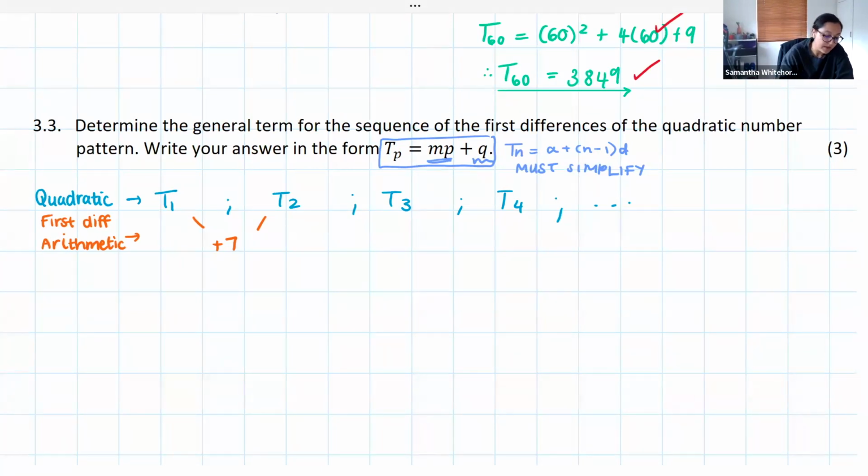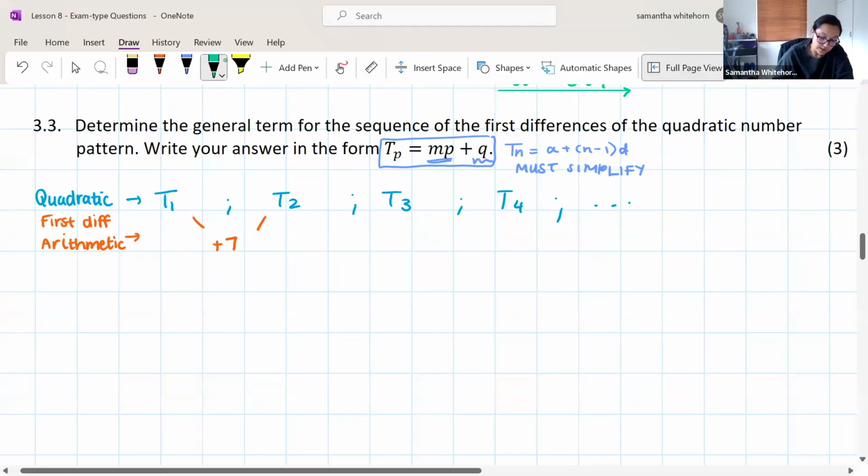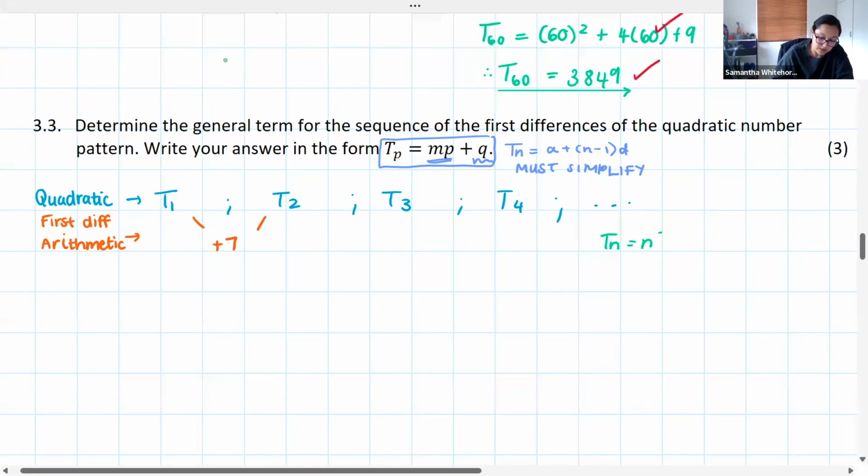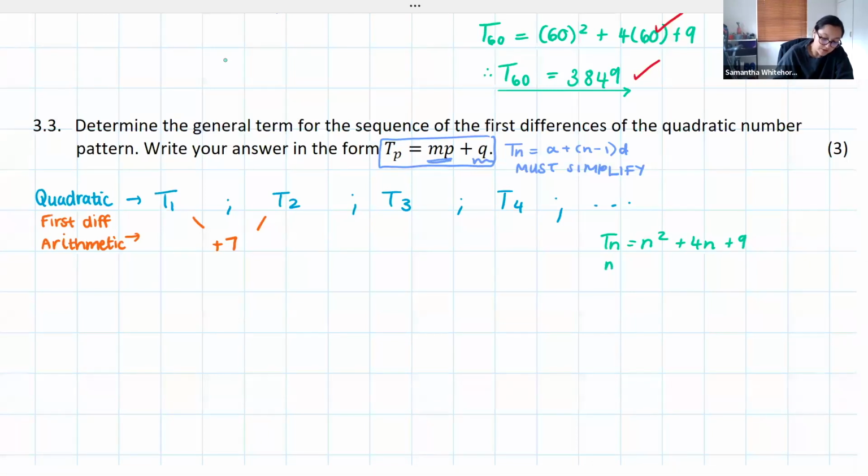quadratic pattern. Now, we already know what the quadratic sequence is. Tn is equal to n squared plus 4n plus 9. And so we can substitute n equals 1, n equals 2, n equals 3 to get these first 3 terms. So if you go and do that, you get that the first 3 terms are 14, 21, and 30. So I'm just going to take this away and we're going to write those in.